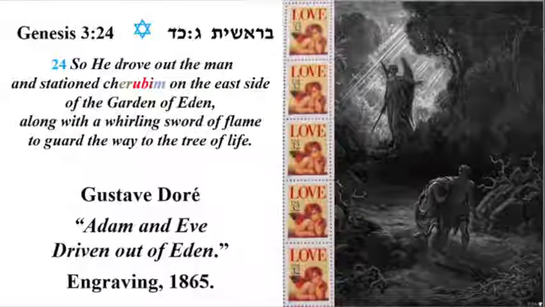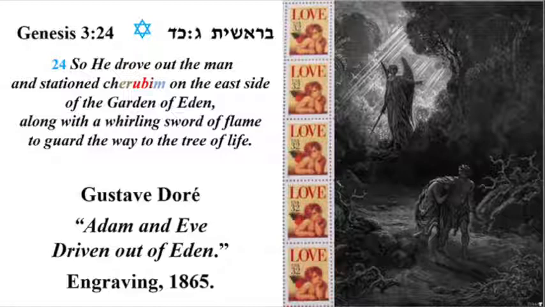If you go back, the first time we see cherubim is whenever God drove out the man from the Garden of Eden, and he stationed cherubim on the east side of the Garden of Eden, along with a whirling sword of flame to guard the way to the tree of life. So these are not some cutesy little babies. These are powerful, fire sword-holding guardians of the tree of life. You understand? Warriors. All right.